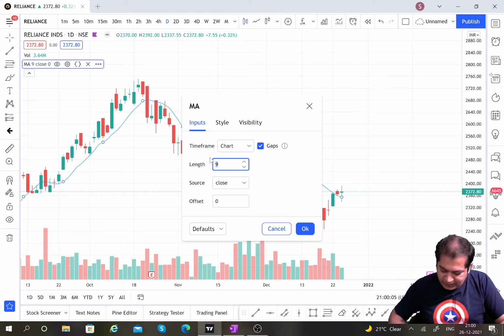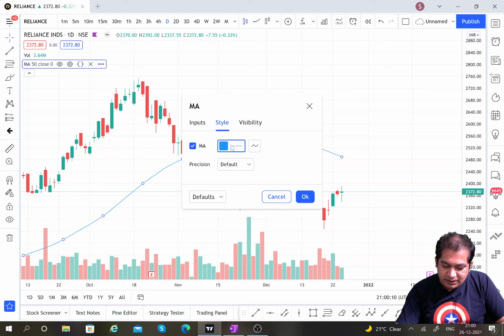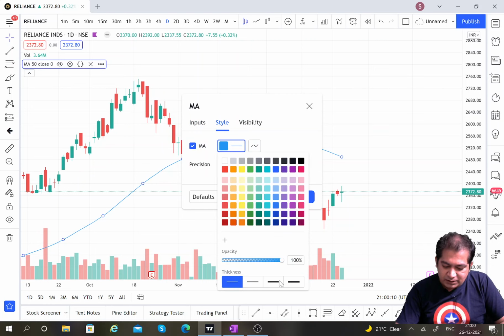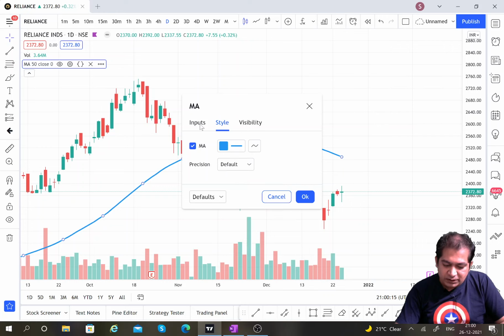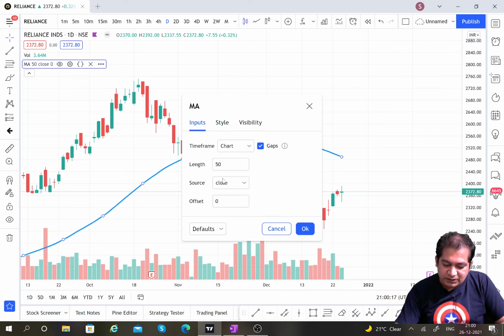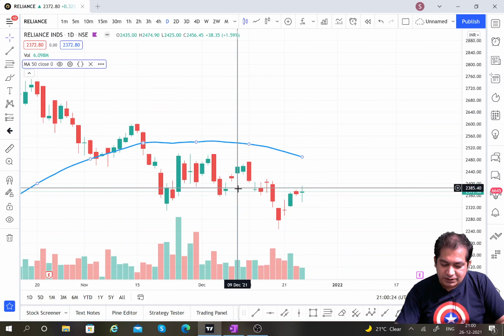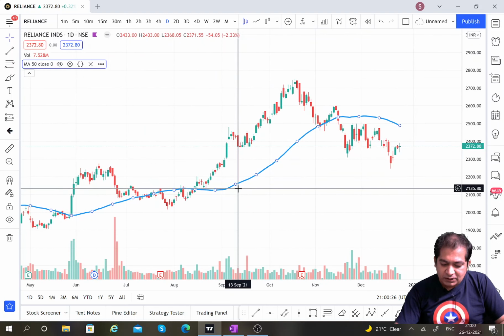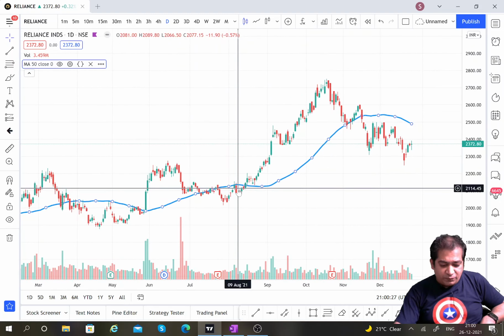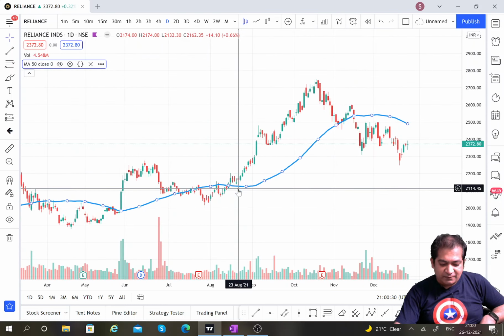So simply I'll type 50 here and let's change the style. Let's make it a little thicker. So after the style is blue, it is a simple moving average with a closing price. Close price means that in the average they have taken the close price. So you see here, this is the moving average. Now, how do we take a trade here using a moving average?